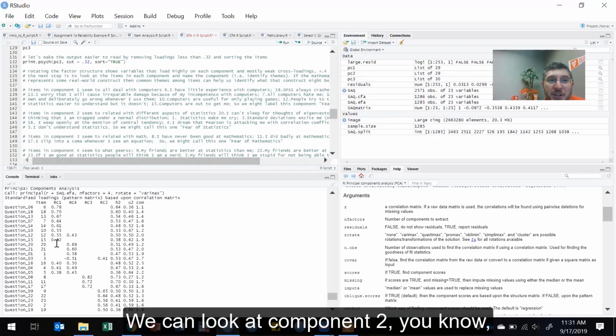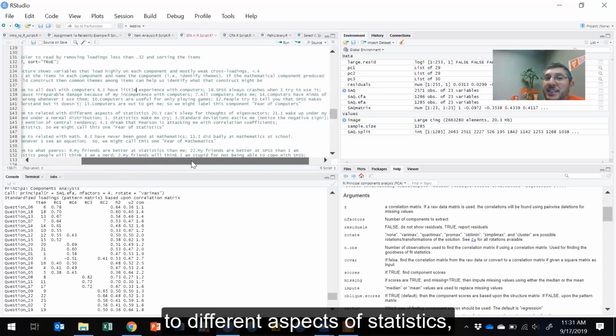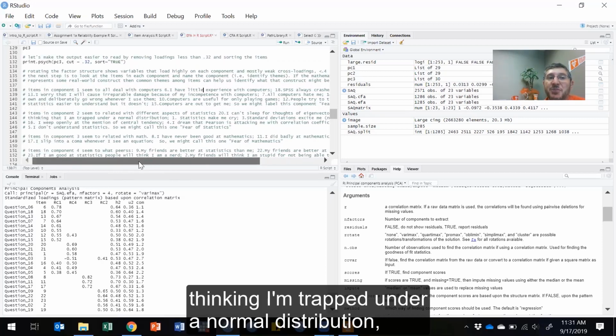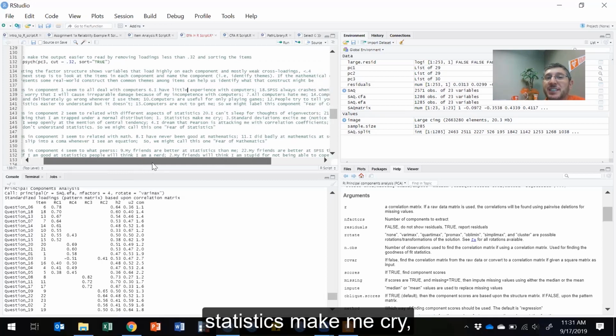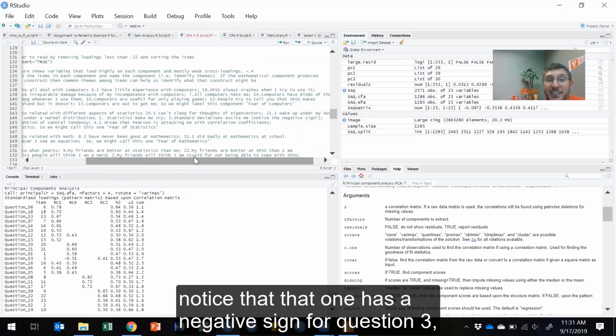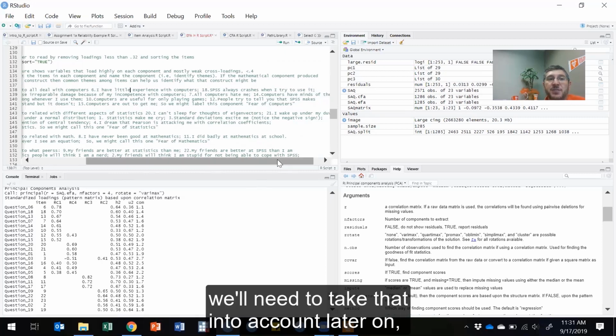We can look at component 2. All of these seem to relate somehow to different aspects of statistics. So question 20, I can't sleep for thoughts of eigenvectors. I wake up under my duvet thinking I'm trapped under a normal distribution. Statistics make me cry. Standard deviations excite me. Notice that one has a negative sign for question 3. So that means it relates negatively with that factor. We'll need to take that into account later on.